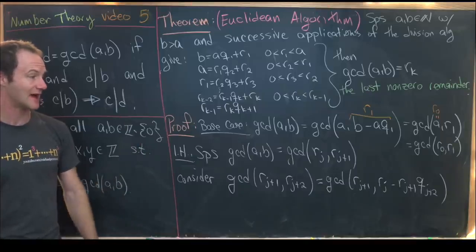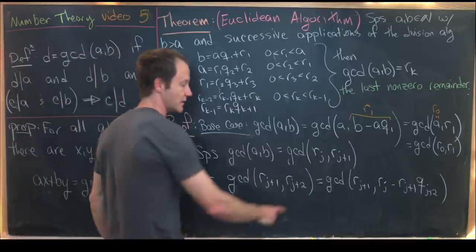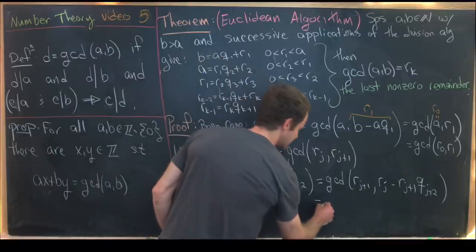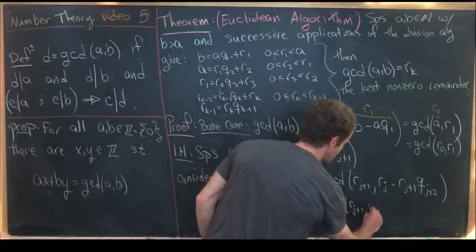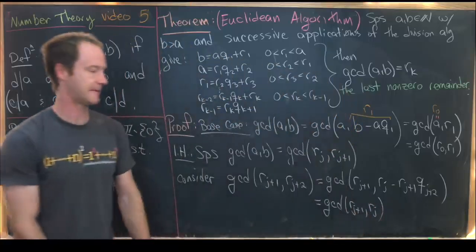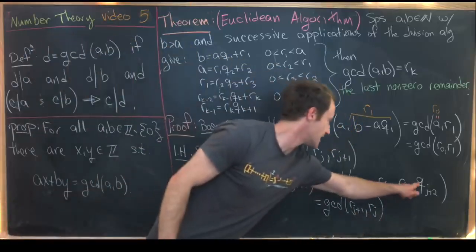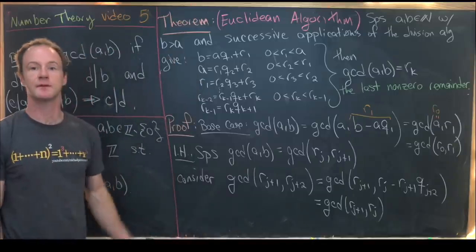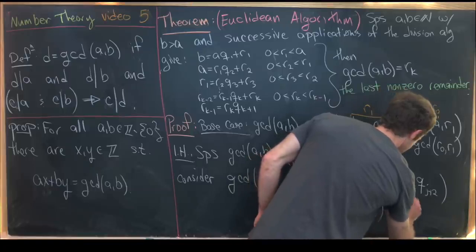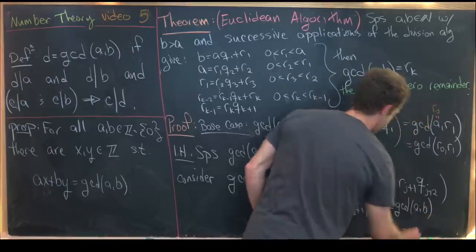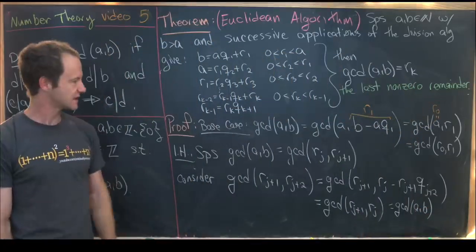Okay, but now applying our lemma, we know that this GCD is the same thing as the GCD of Rj plus 1 with Rj, because this right here is a multiple of Rj plus 1. But our induction hypothesis said that was the same thing as the GCD of A with B. Okay, so let's see what we've done.